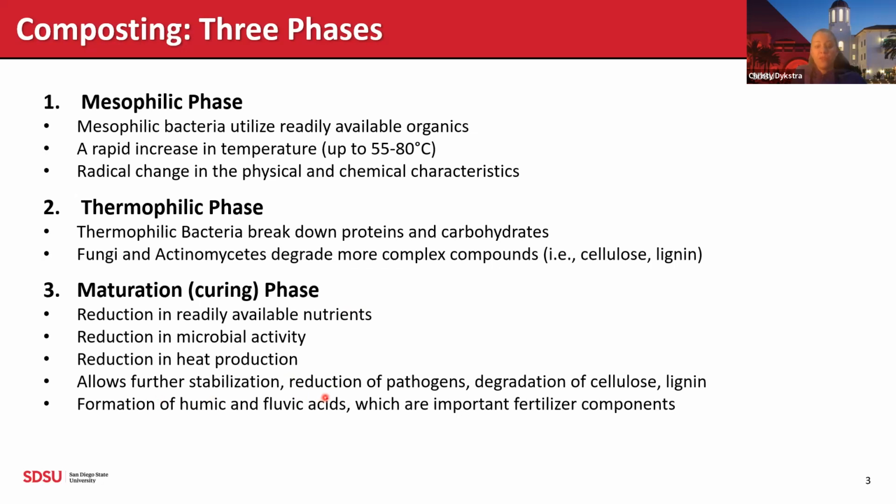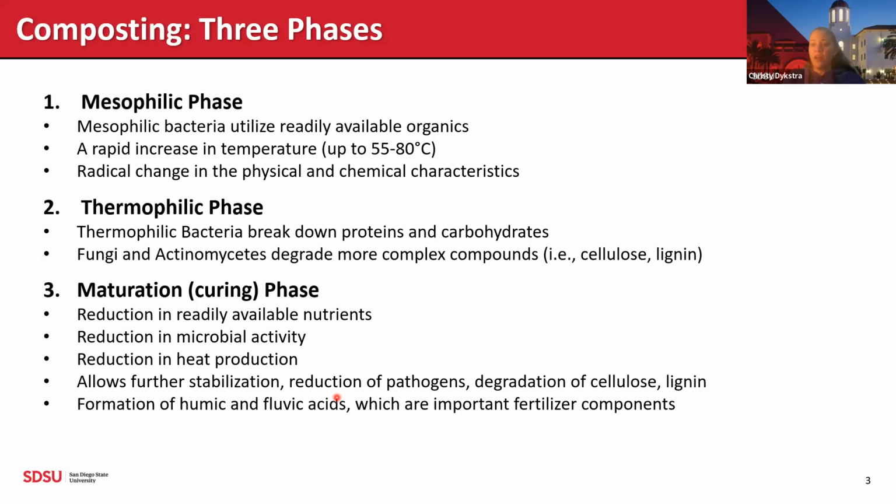This phase is where the microbes are looking for anything that they can possibly eat. This is where we get a lot of reduction of pathogens because they'll start to cannibalize each other. And we'll get some further degradation of cellulose and lignin. And then it will form these humic and fulvic acids, which are really important for fertilizer.